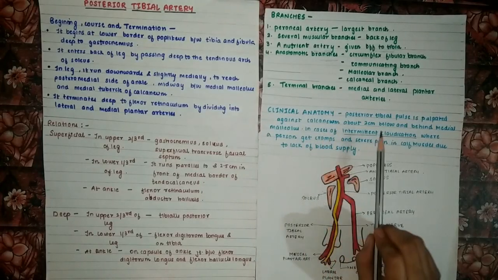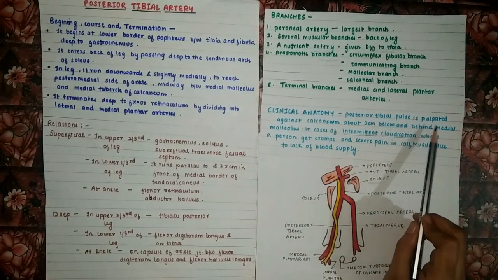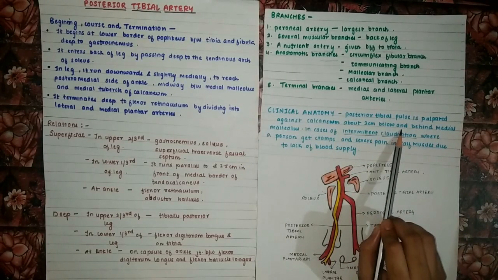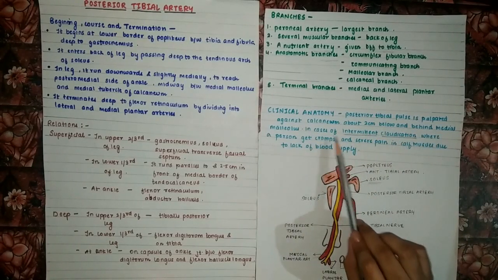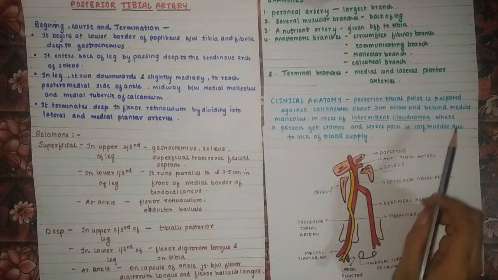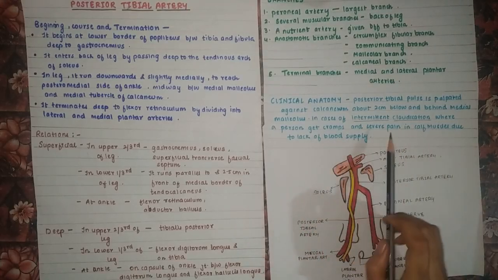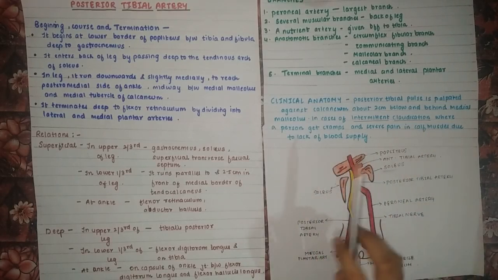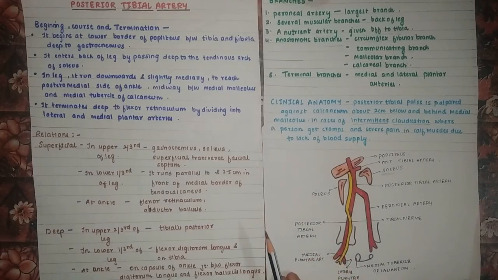Clinical anatomy: the posterior tibial pulse is palpated against the calcaneum about 2 cm below and behind the medial malleolus. Its involvement occurs in cases of intermittent claudication, where a person gets cramps and severe pain in calf muscles due to lack of blood supply. So this was all about the posterior tibial artery.